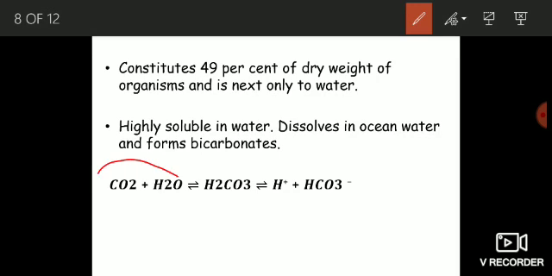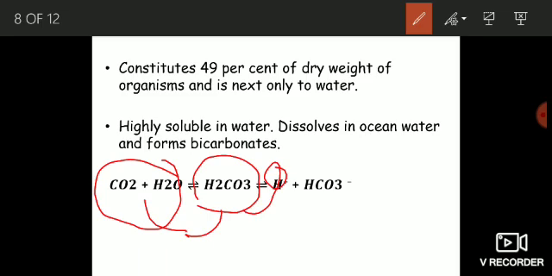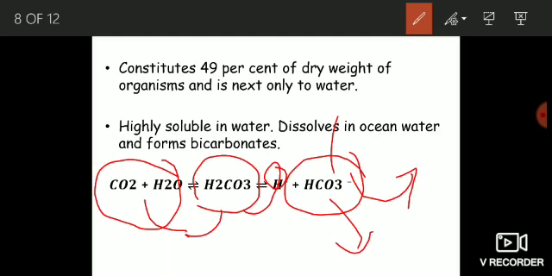Here you can see this is carbon dioxide which gets dissolved in the ocean water and forms carbonic acid. Since this is acidic, it gives rise to H positive ion and HCO3 negative ion, which is known as bicarbonate. And this bicarbonate provides the carbon source for aquatic organisms, aquatic plants. They fix this carbon dioxide in photosynthesis and form their food material.